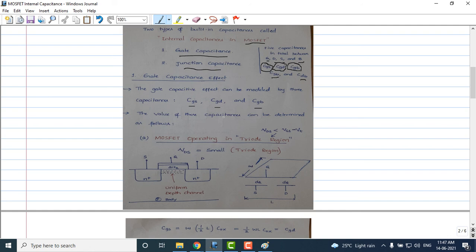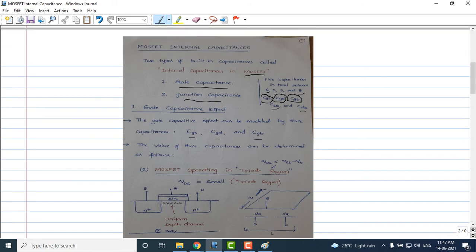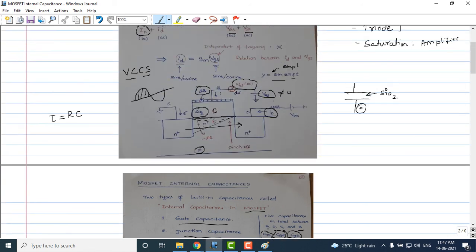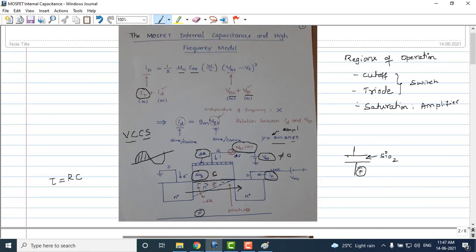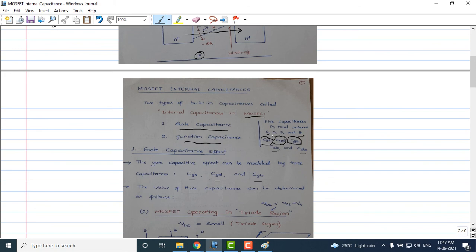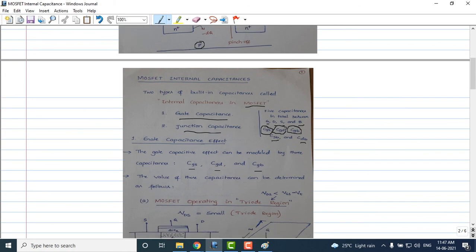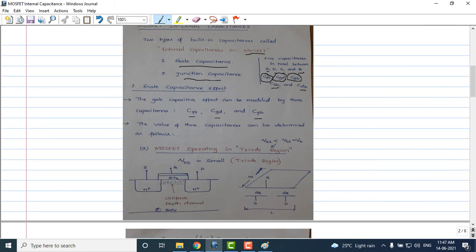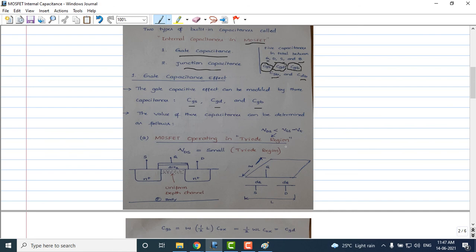When we say the value of these capacitances, we already said that MOSFET can be operated in 3 regions, namely cutoff, triode and saturation. Under these 3 regions, capacitance keeps changing. Not all these capacitances will be there in all 3 regions of operation. So let us see now. First let us assume that MOSFET is operated in the triode region here.